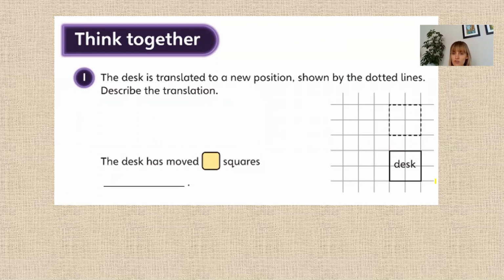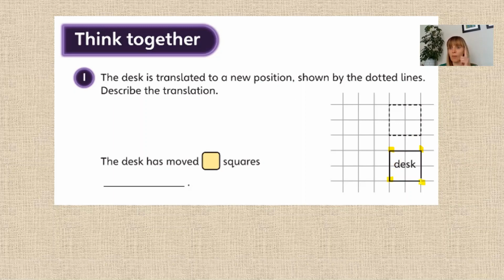Now you've got to describe the translation. So this is now saying this is where the desk started and it's moved to here. So how many squares has it moved? Now remember, some people might just think, well, there's 1 square gap, but we've got to think of each vertex of the desk. How many squares has that moved?